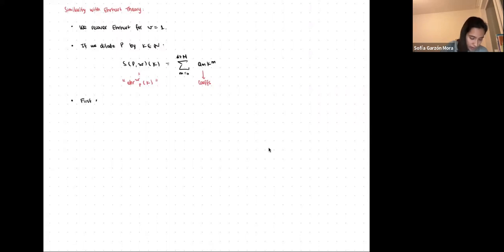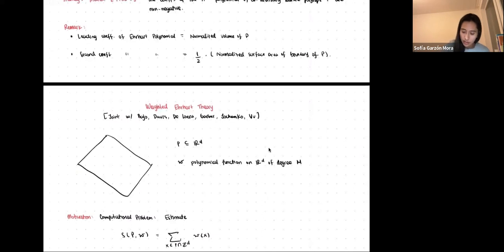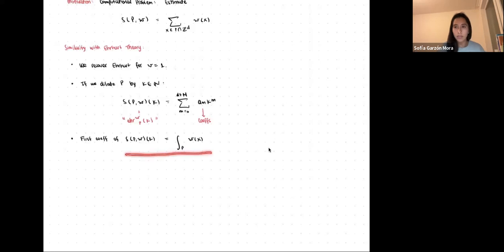But the great thing here is that the first coefficient of this thing is actually equal to the integral of the weight over the polytope. If you recall, let me scroll a little bit further back up. Here I told you the leading coefficient of the Ehrhart polynomial was the normalized volume, right? And now I'm telling you the leading coefficient here is the integral of the weight, which kind of makes sense because if we take again 1, then we're just getting the volume.